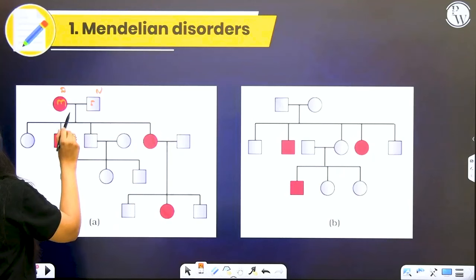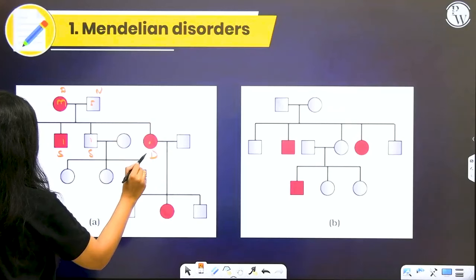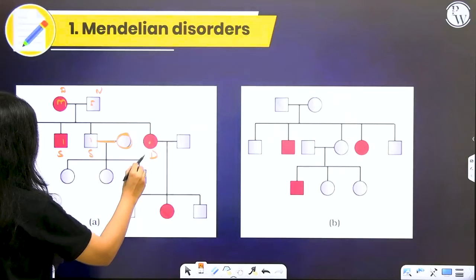They have 1, 2, 3, 4, 5 children. First is a daughter, second son, third son, fourth, no, wait. This is not a daughter. They have 4 children. This is again daughter. The third son married another woman. They have all normal children. The last daughter married a man. She has a daughter who has the disease.